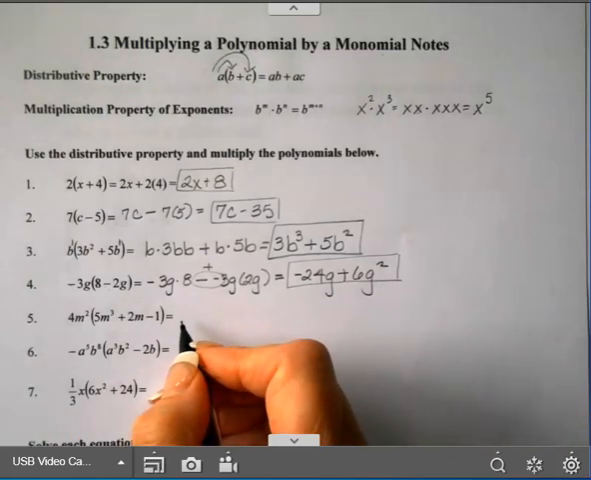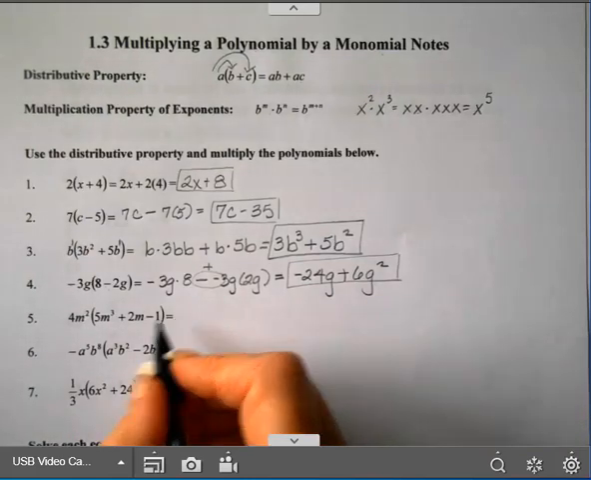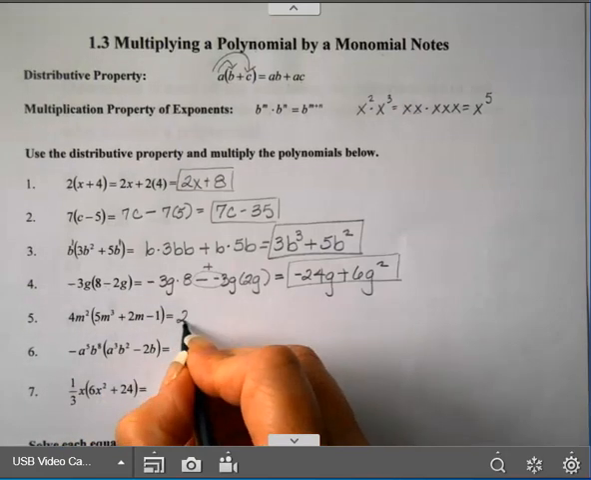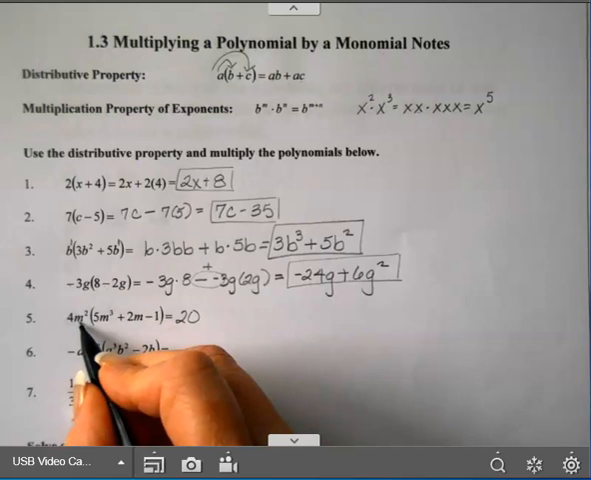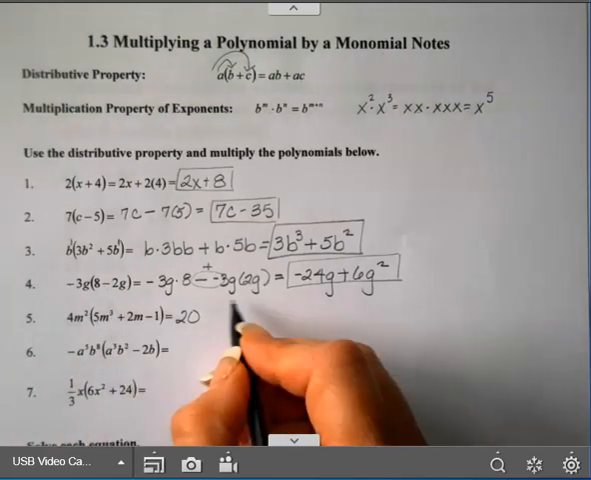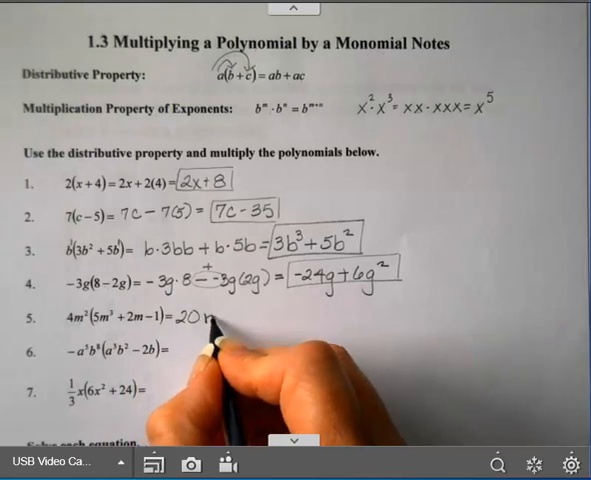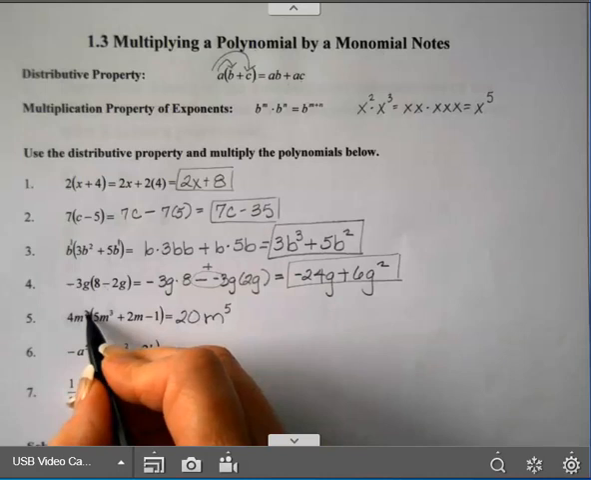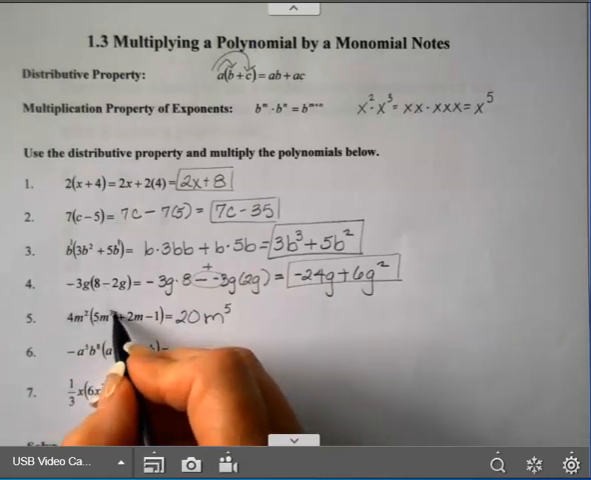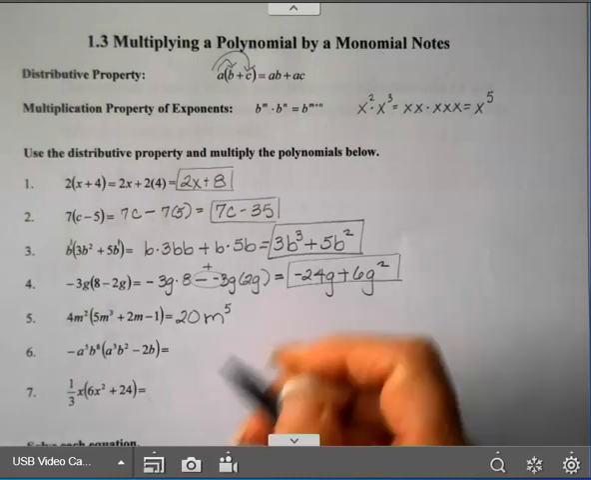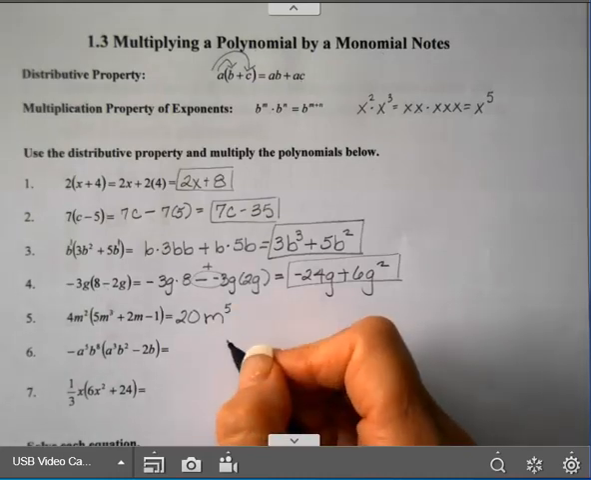Let's see if we can do one without the middle step. 4 times the 5 gives you 20. Then I have m squared times m to the third, so m cubed, and that's going to give me a total of 5 m's. I have 2 m's here multiplied together, 3 m's here multiplied together. So in all, I have 5 m's multiplied together, and I can write that as m to the 5th.